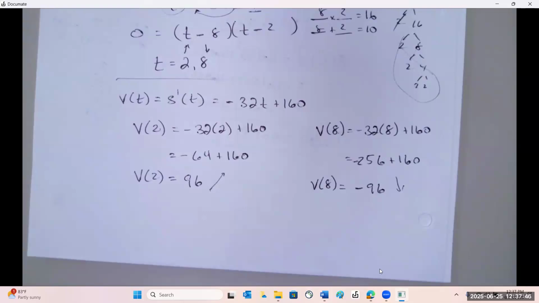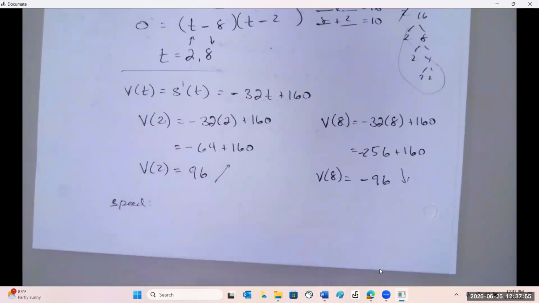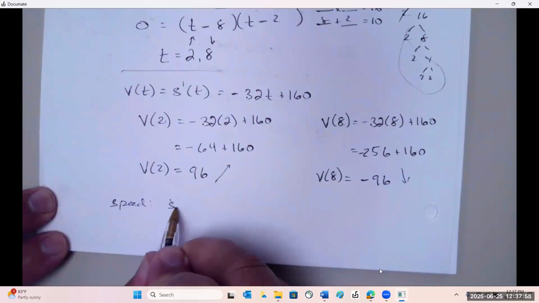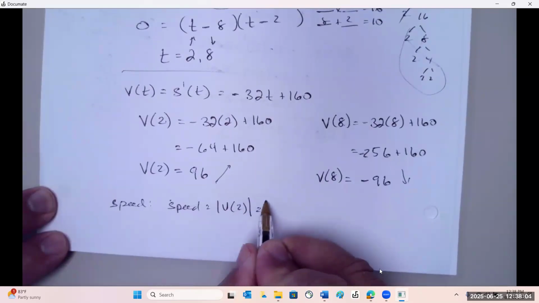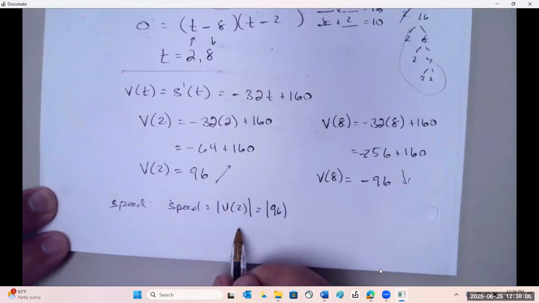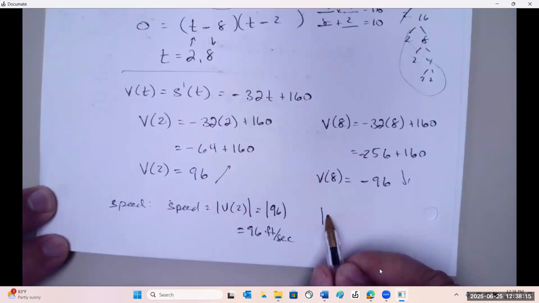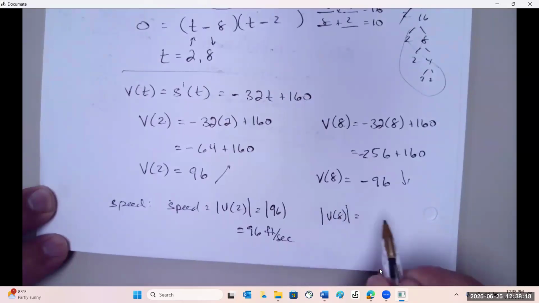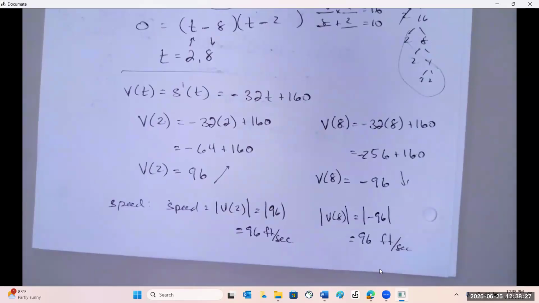So what's the speed? That's velocity. Absolute values, right? So the speed is the absolute value of v at 2, which is the absolute value of 96, which is 96 feet per second, and the absolute value of v at 8, which is the absolute value of negative 96, which is 96 feet per second. Those are the speeds.